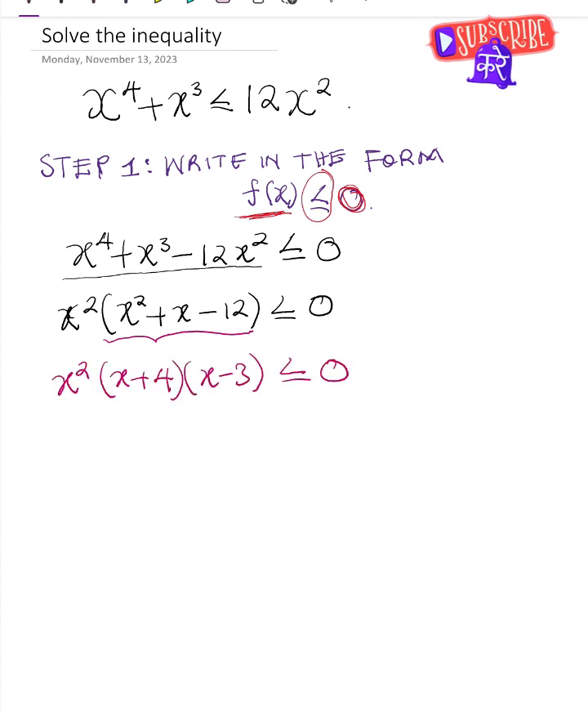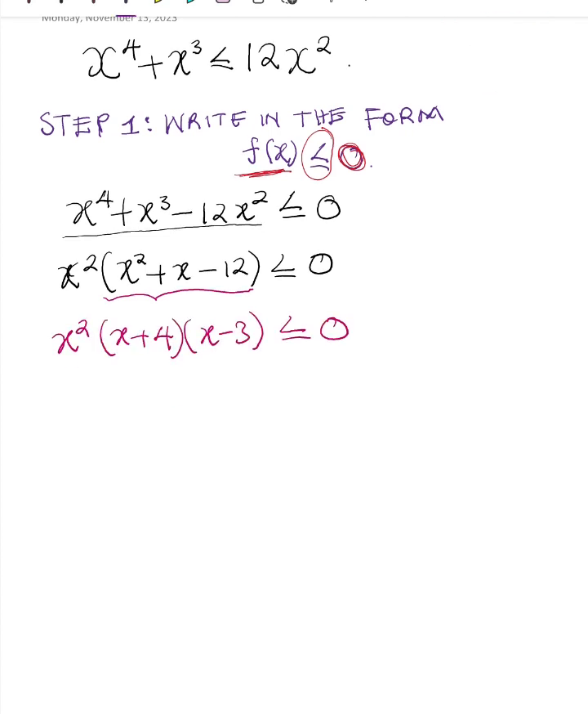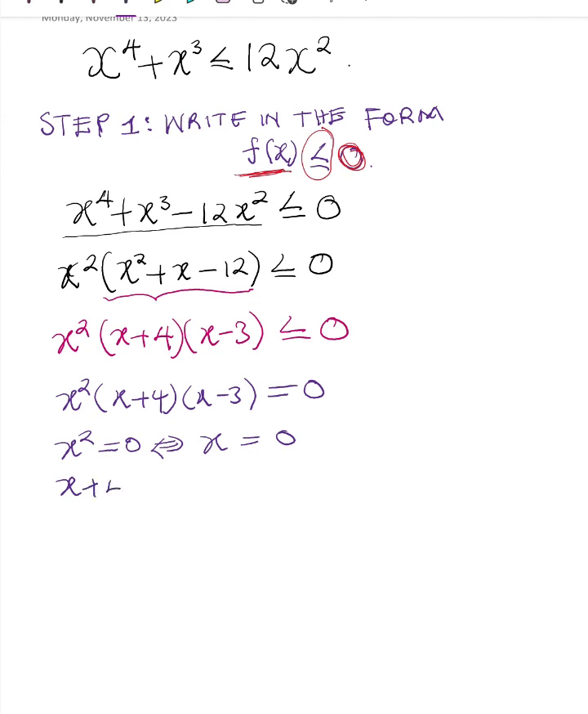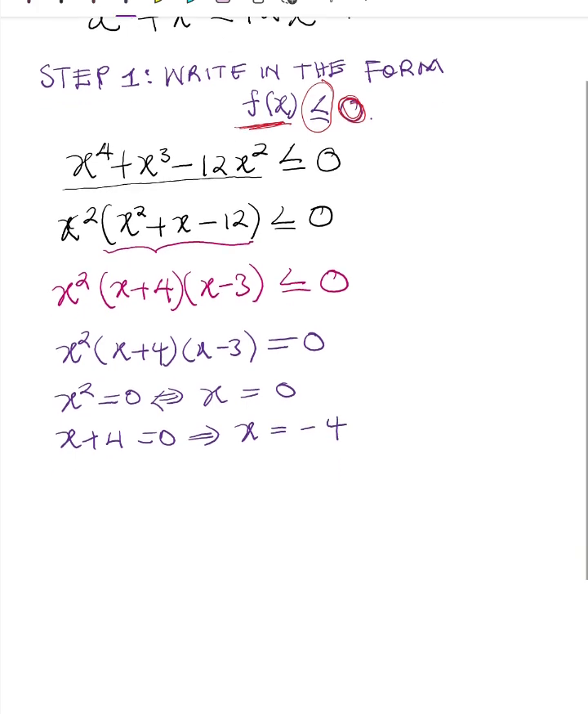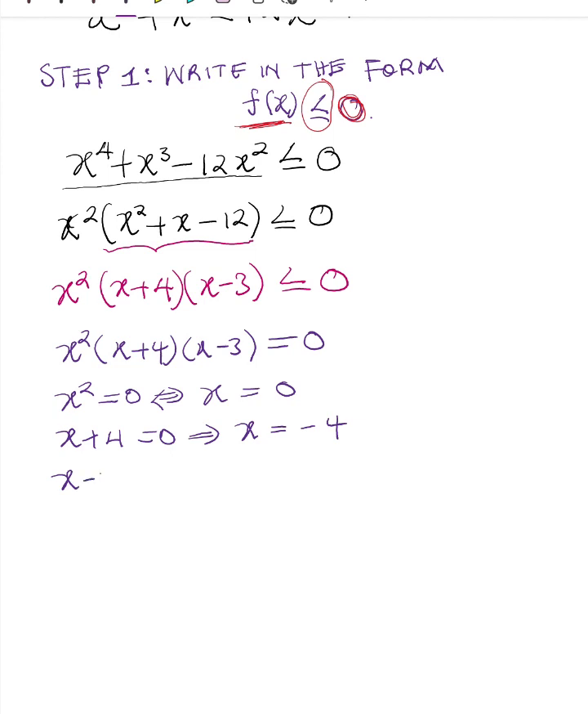Having factored out the polynomial, we are going to find out first of all where this polynomial is equal to 0. So we can write x squared, x plus 4, x minus 3 is equal to 0. So it's either x squared is equal to 0. This is true if and only if x is equal to 0. Or x plus 4 is equal to 0, which implies x is equal to negative 4. Next, we are going to say x minus 3 is equal to 0, which implies x is equal to positive 3. We have these 3 points which we call the critical values.